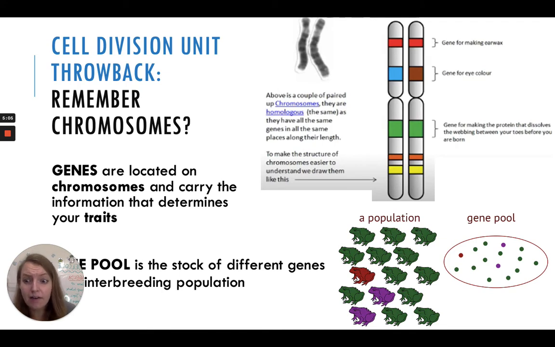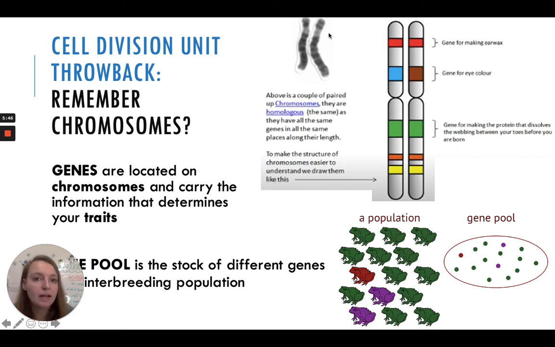So we're going to dive into another throwback, guys, back to the unit that we just finished, cell division. Remember in mitosis and meiosis, we had these little chromosome things that move around the cell during cell division and split. Well, chromosomes are where genes are located, all right? So that's where the DNA for these traits, these genes, is located. It's on the chromosomes. And the chromosomes carry that information that determines what you look like, determines if your earlobes are attached, right? Or if you have a widow's peak, right?